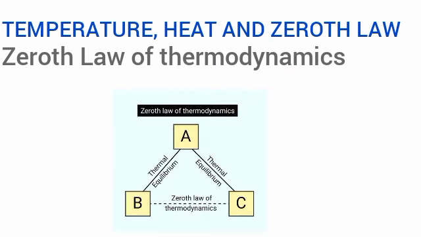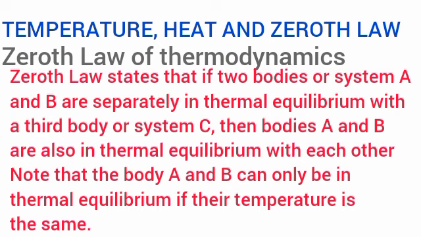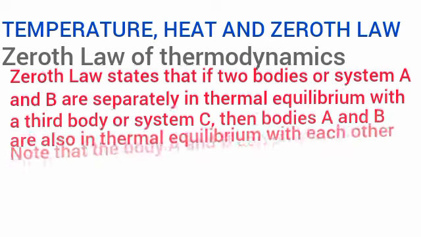Imagine A is in thermal equilibrium with C, which means the temperature of A, let's assume 20, is equal to that of C, which is 20 degrees Celsius, for example. Then B is also separately in thermal equilibrium with C, which implies that B also has 20 degrees Celsius, as well as C having 20 degrees Celsius. It simply means that A, which is 20 degrees Celsius, is also in thermal equilibrium with B, which is 20 degrees Celsius. So these three bodies are now in thermal equilibrium. This is a simple illustration of the Zeroth Law of thermodynamics.